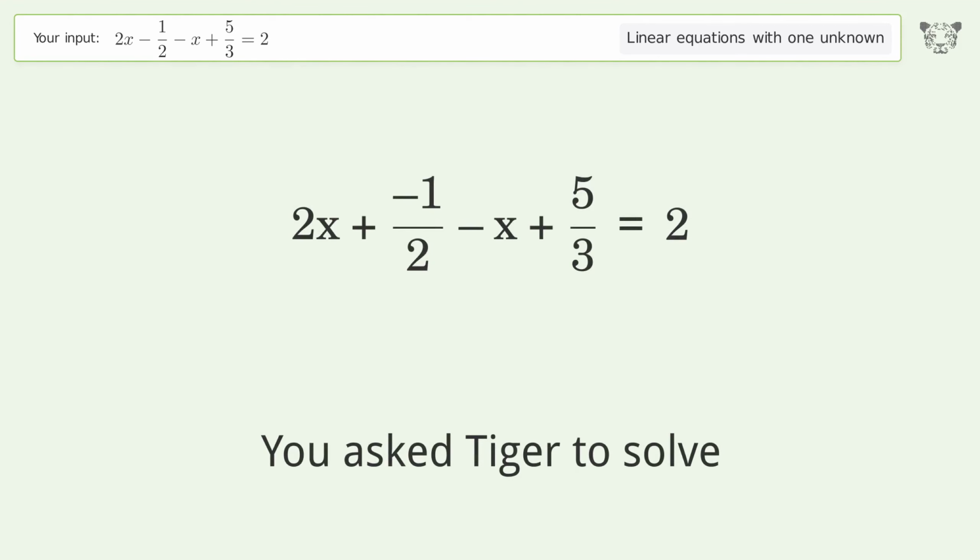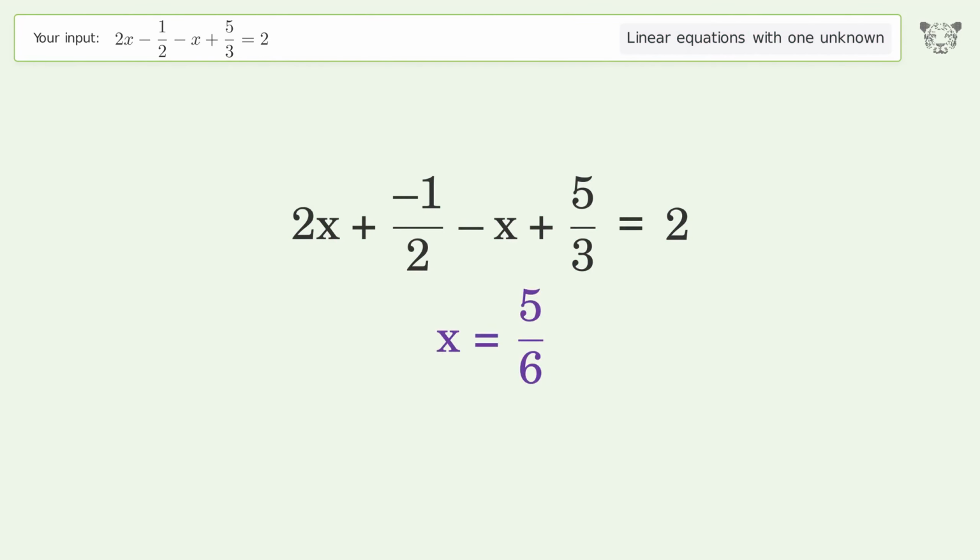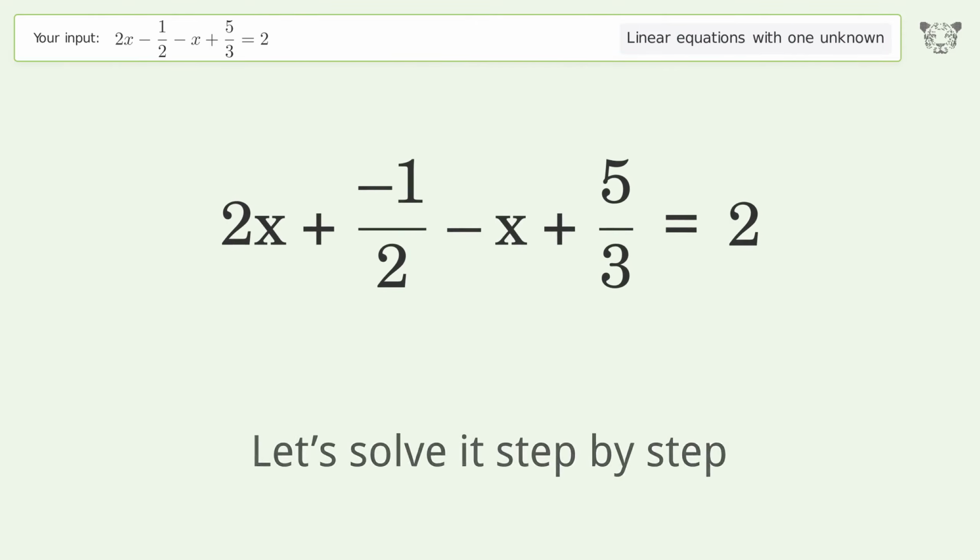You ask Tiger to solve this. This deals with linear equations with one unknown. The final result is x equals 5/6. Let's solve it step by step.